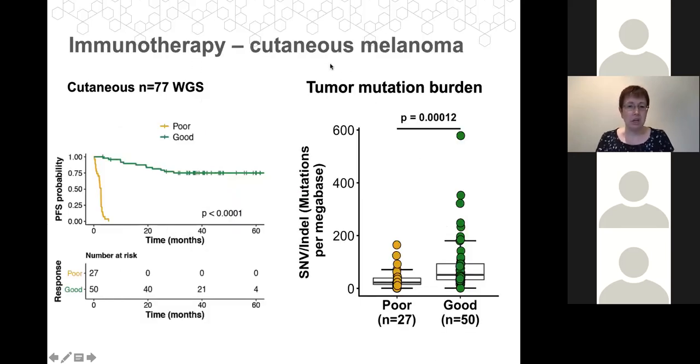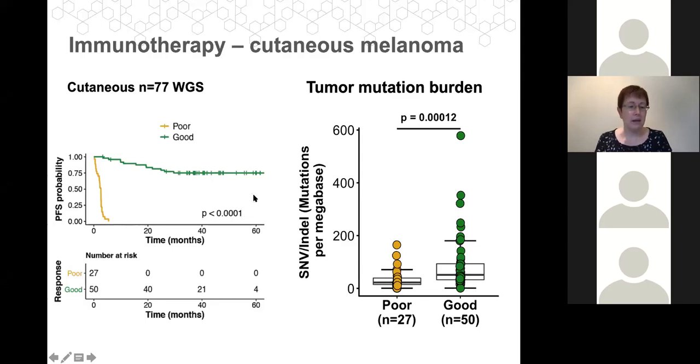And this is just showing some immunotherapy results from our cohort. We have a subset of patients who later underwent immunotherapy after their sample had been collected. So there are 77 cutaneous tumours. And if you divide these into good and poor responders, you see this expected better progression-free survival.